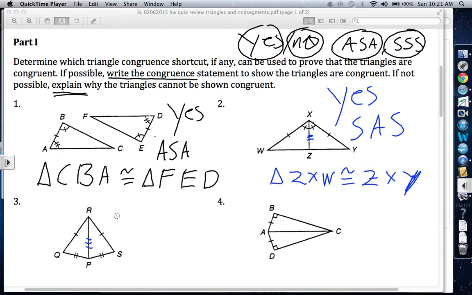We marked this side. We used the same trick that we used over here. 1, 2, 3 sides, 1, 2, 3 sides. So this one's a yes, that's our answer. Our explanation is SSS. And then if we wanted to name our triangles, we would say that triangle, and we'll go alphabetical this time.